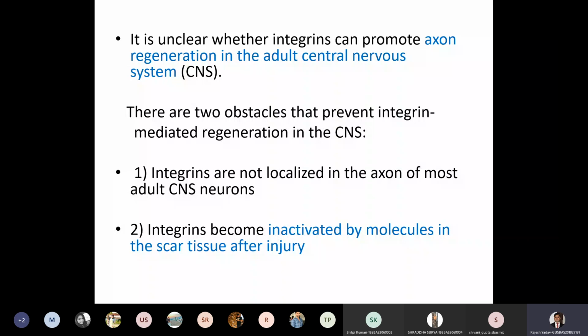But we can't say 100% that there is no regeneration, because various research is going on integrin and neurons. Some scientists believe that it may be possible that neurons may regenerate. But there is no solid proof to say that integrin has a role in central nervous system regeneration. So, to the best of our knowledge, it is a known fact that integrin has a role in neuron regeneration in the peripheral system, not in the central nervous system.